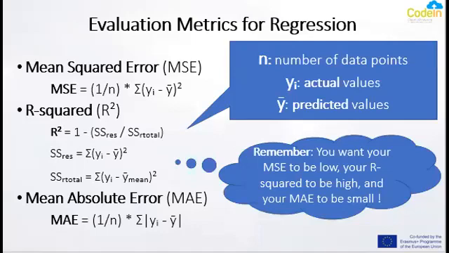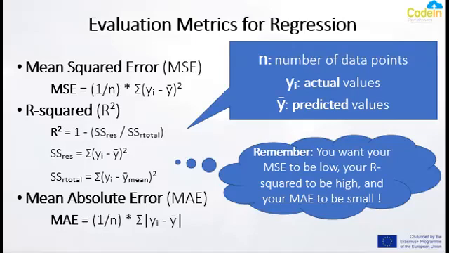Use mean squared error as a mistake calculator that measures how well your predictions match the actual values. It takes the difference between each prediction and the actual value, squares them to eliminate negatives, adds them all up, and then divides them by the number of predictions. The smaller the mean squared error, the fewer mistakes your model is making. So the goal is to keep mean squared error as low as possible.